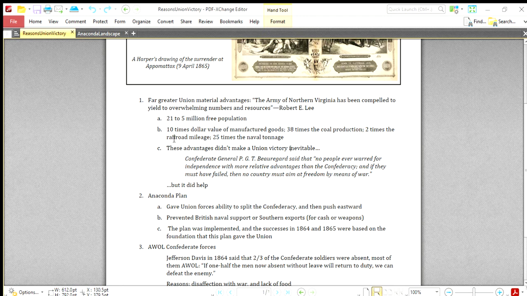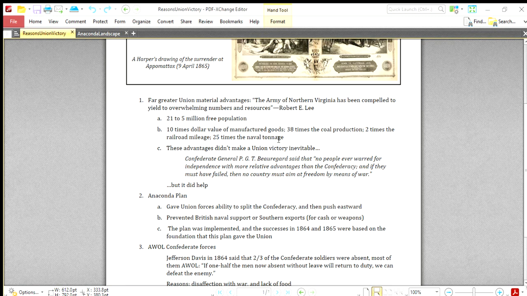The Union had 10 times the dollar value of manufactured goods. In other words, the production of all the factories in the North was 10 times what the value of the production of all the factories in the South was. This meant that the Union would not only have more soldiers, but also more weapons, uniforms, food, and other supplies.